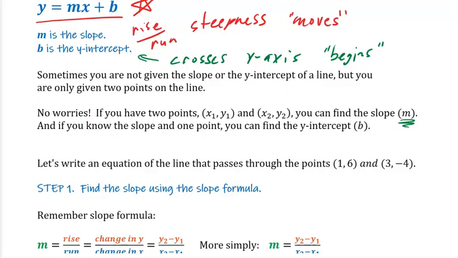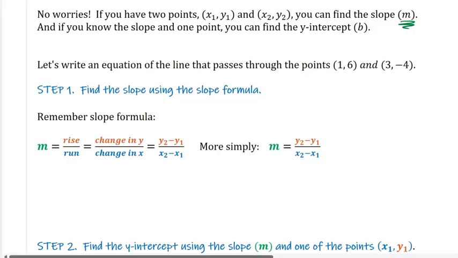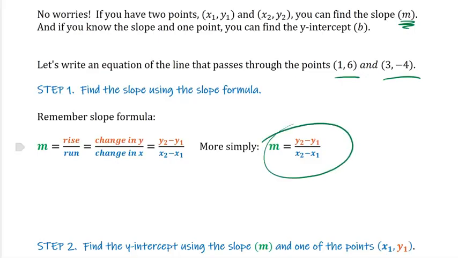So, let's get started. We're going to write an equation of a line that passes through these 2 points, (1, 6) and (3, negative 4). So first thing, let's find the slope using the slope formula. Remember, slope is rise over run. It's the change in y over the change in x. So that's y2 minus y1 over x2 minus x1, or y sub 2 minus y sub 1 over x sub 2 minus x sub 1. So, more simply, this is the slope formula, okay?